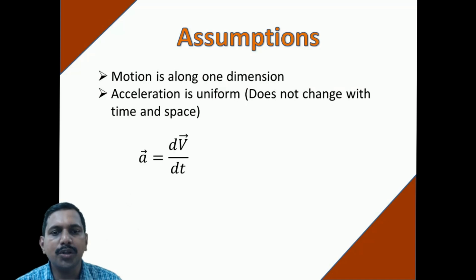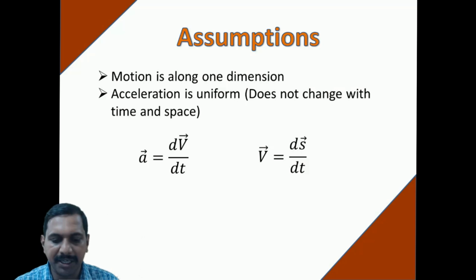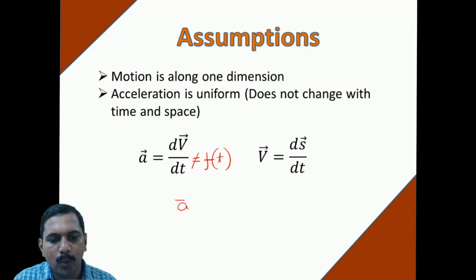So therefore, we have a is dv by dt when you differentiate velocity with respect to time, but acceleration as such is constant. v is ds by dt, but here one of the things that has to happen is that this acceleration is not a function of time. That is, a will be constant. This would be the assumption.